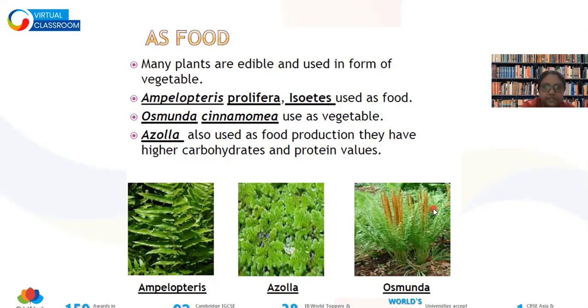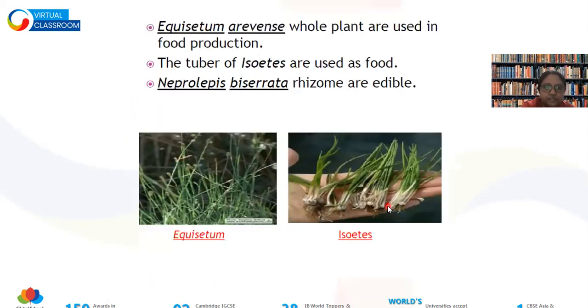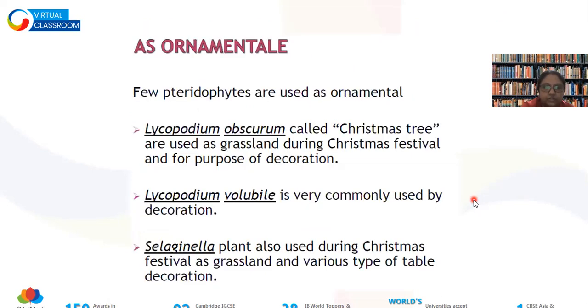These are different types of pteridophytes, and like there can be Equisetum and tubers of Isoetes. All of these things can be used as food. And there is Lycopodium, which is used as a Christmas tree.